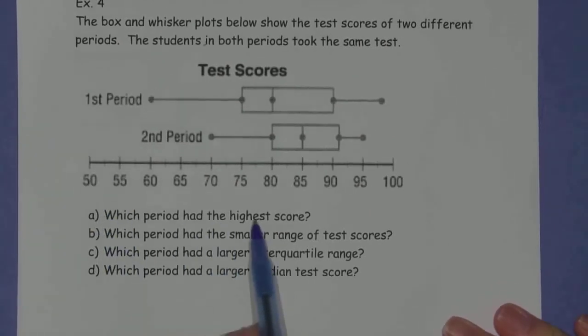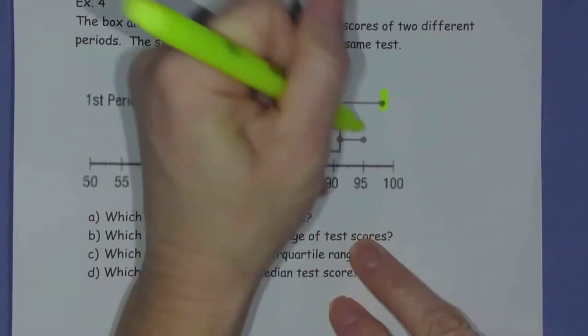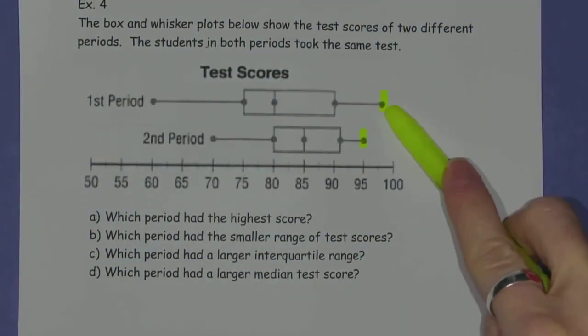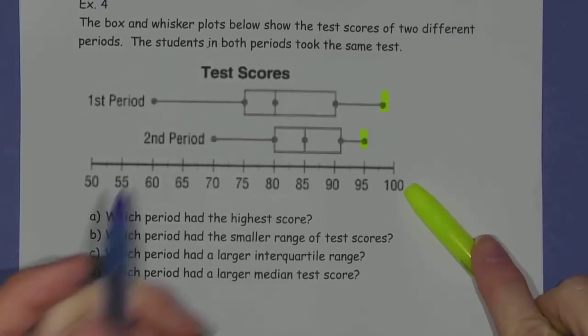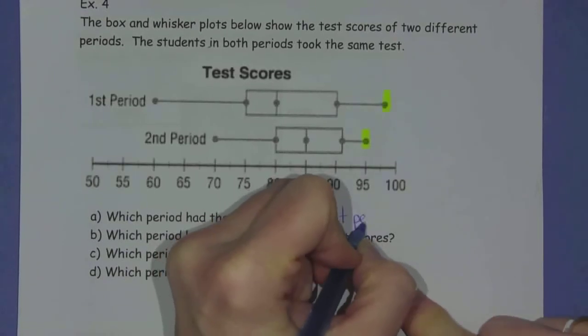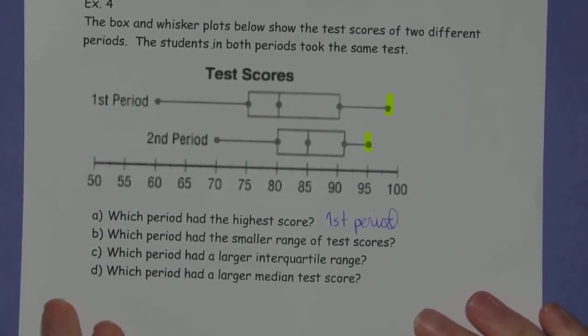Which period had the highest test score? Well, we're comparing this dot to this dot. So I would say this dot is higher at 100. So period 1, first period, had the highest test score recorded.